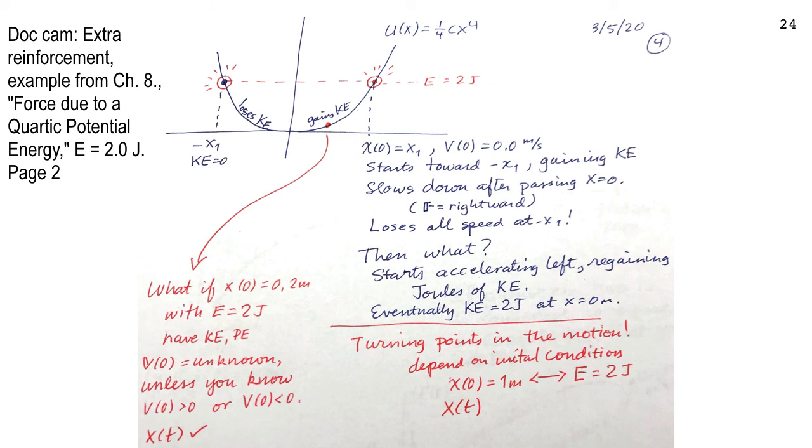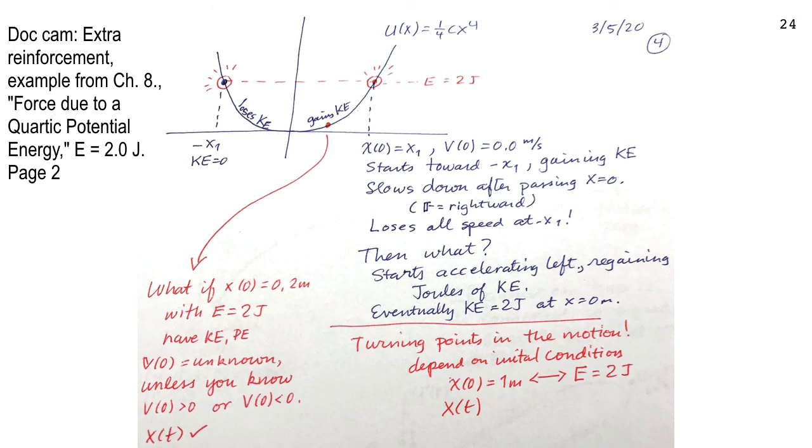I'm saying that under this condition, energy of 2 joules, initial position 0.2, what does that tell you about kinetic and potential energies if you start here? You got some of both. You have a little bit of both. So you have some KE and you have some potential energy. So you got a little bit of each. You calculate it out. Now, that's all that tells you.